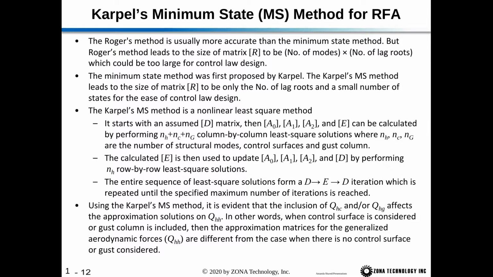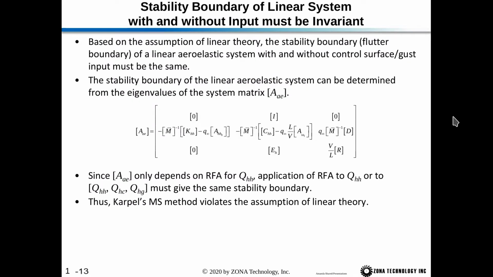Now, using Karpel's minimum state method, it's evident that the inclusion of QHC and/or QHG affects the approximation solutions on QHH. In other words, when control surfaces are considered or the gust column is included, then the approximation matrices for the generalized aerodynamic forces, QHH, are different from the case when there is no control surface or gust considered.